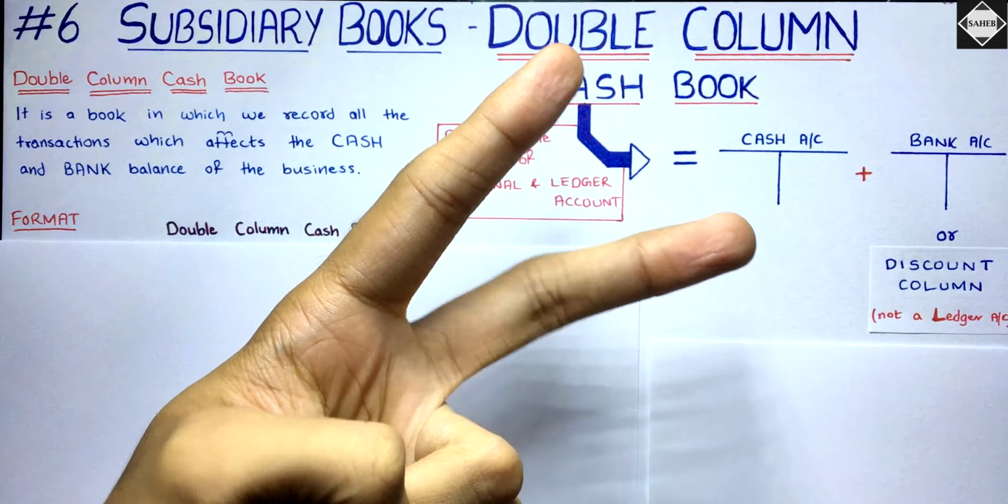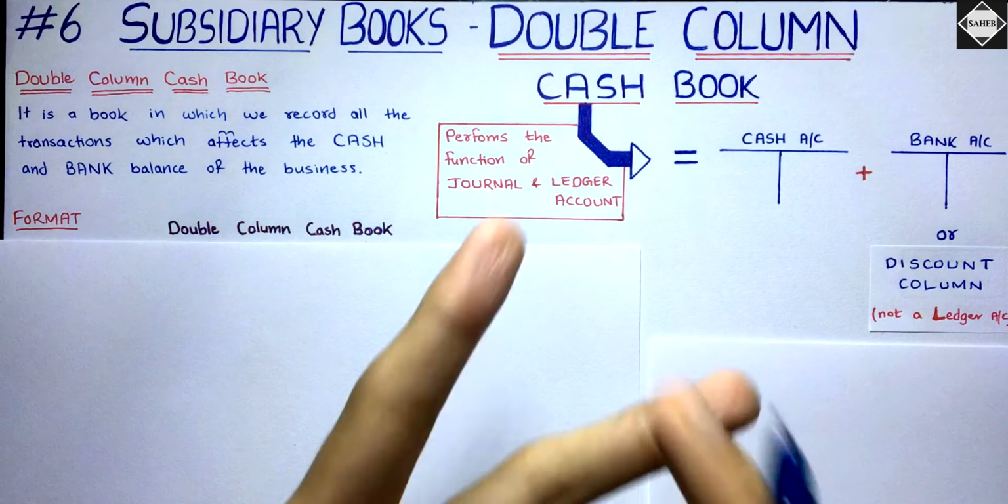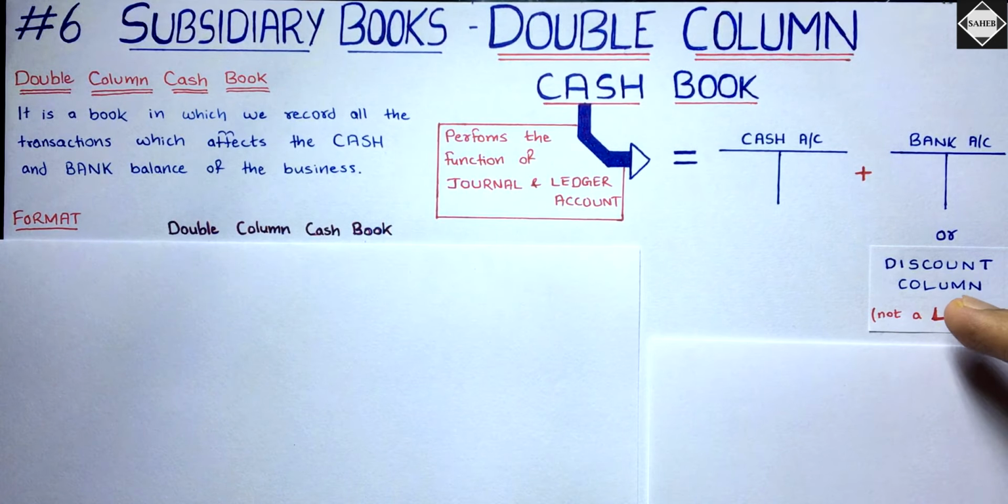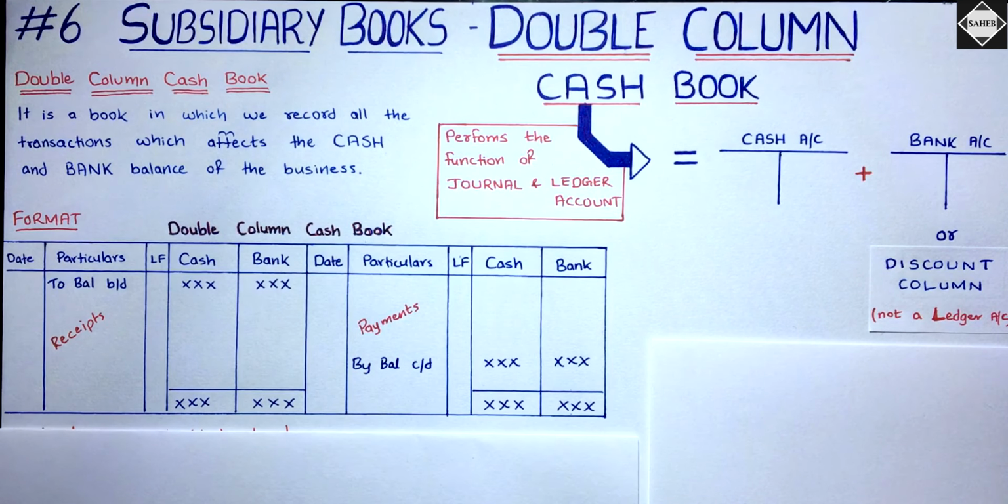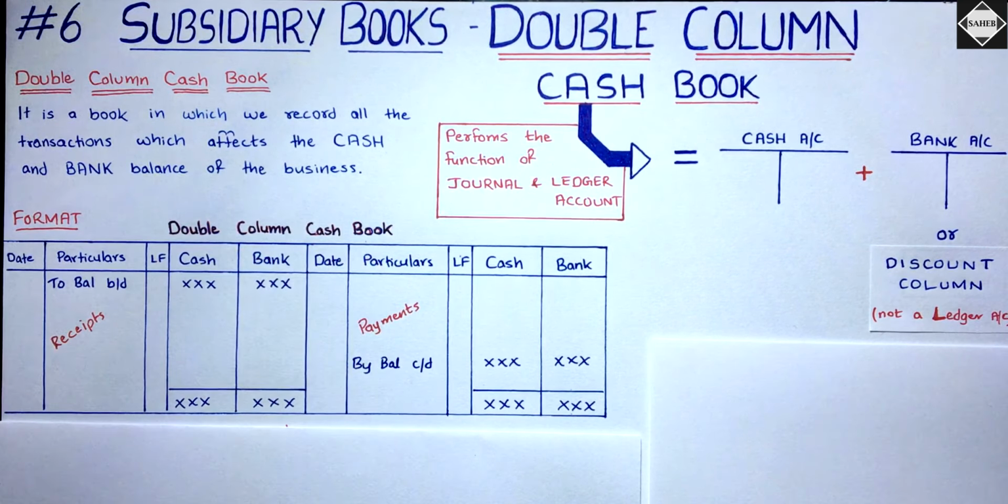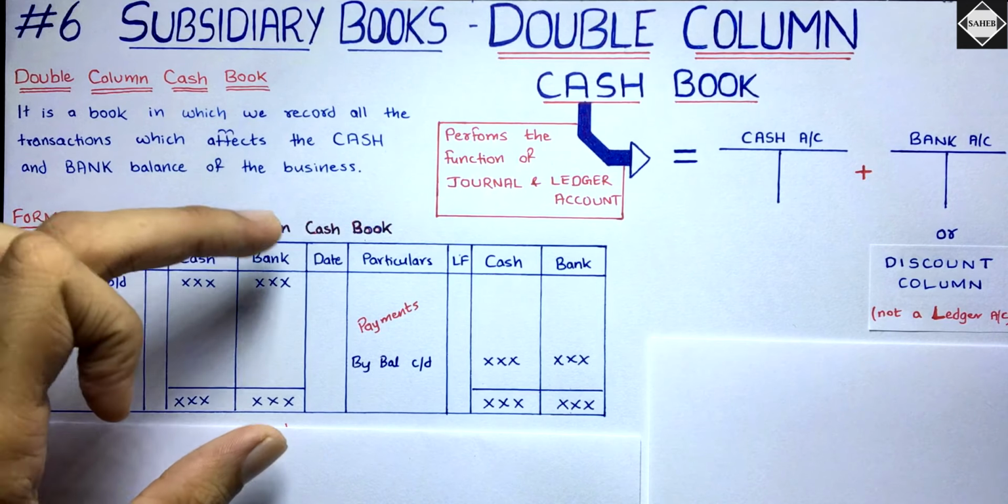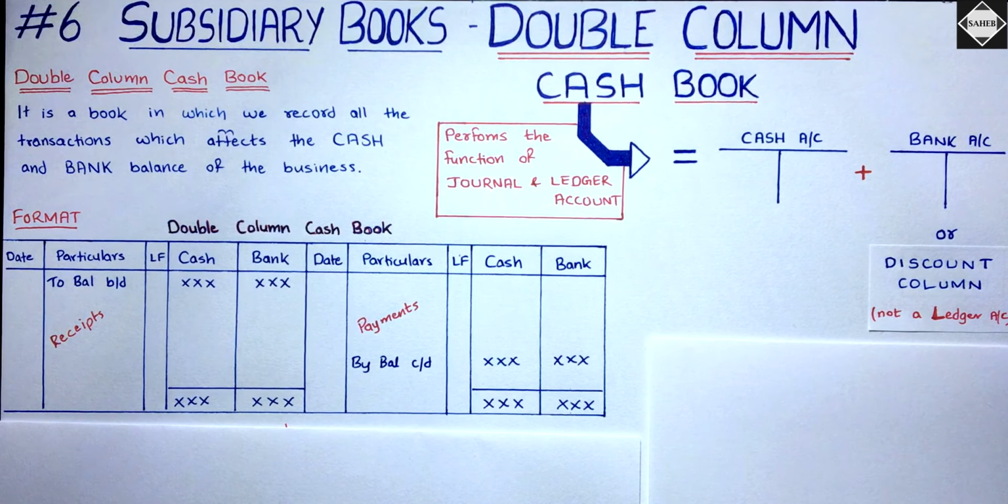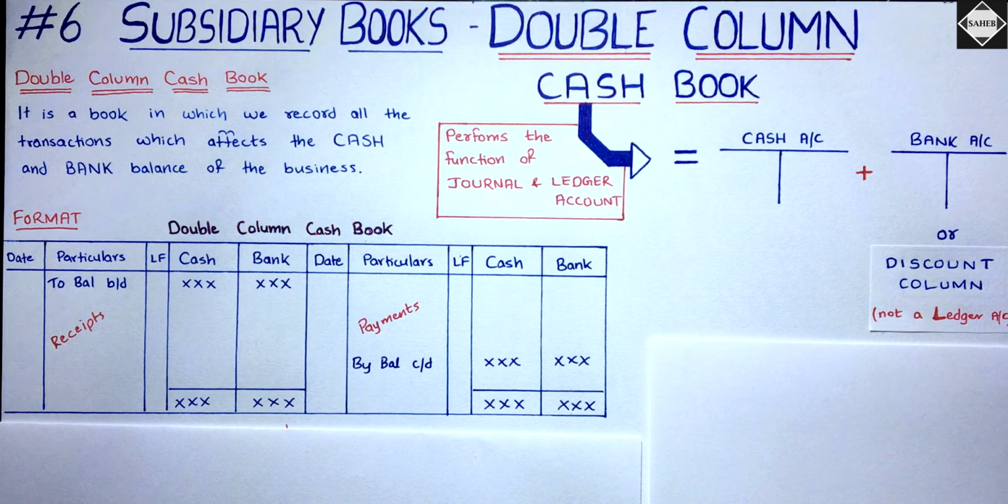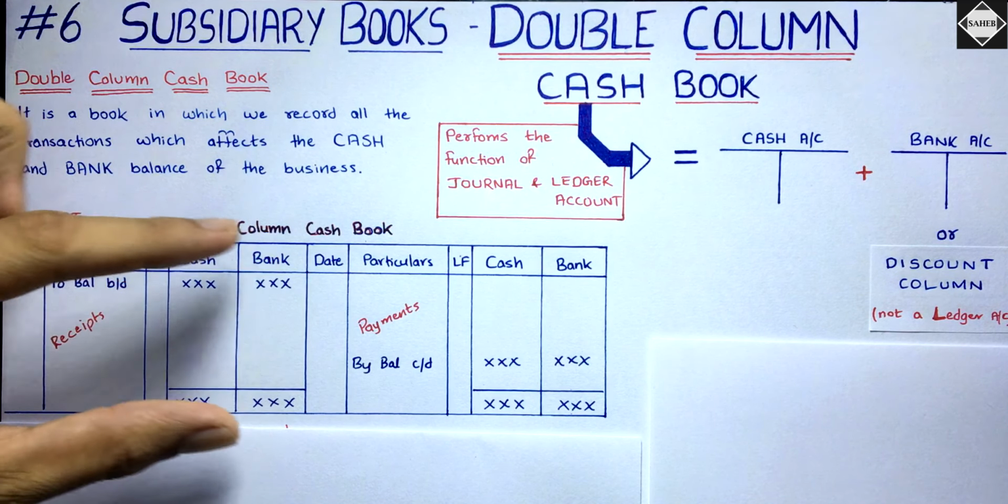All right, so these two discounts should be recorded in the discount column. Obviously the format is like this. See here, the same format, double column cash book. In a single column cash book you had only one column, but here you have two columns. This is the debit side and this is the credit side. So you have two columns over here and two columns over here. Cash, bank column, cash, bank column, right? Now this bank column can also become the discount column. If it becomes the discount column, then understand properly, it's very simple. This is the debit side.